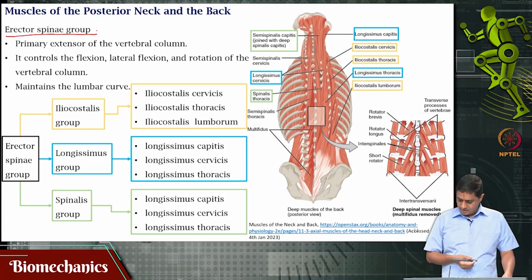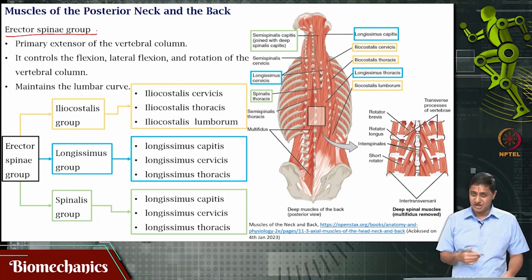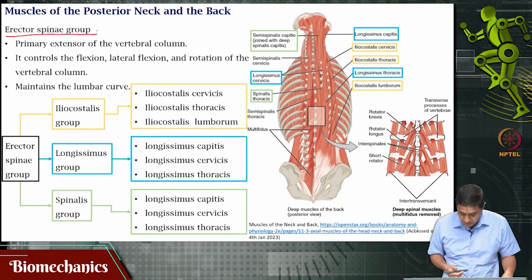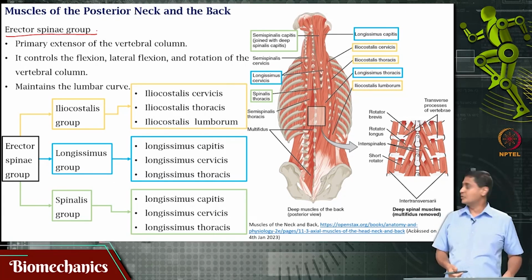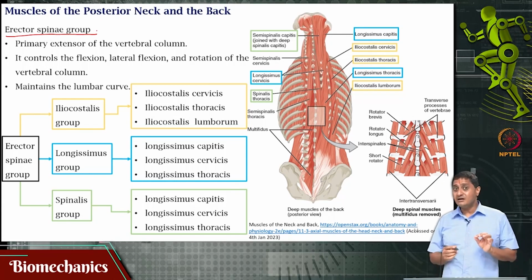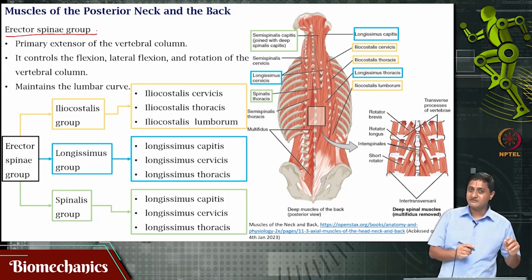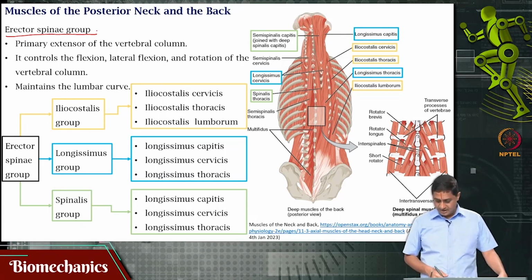Also, it is responsible for control of other movements such as flexion, lateral flexion and rotation. Flexion, lateral flexion and rotation are all possible to be controlled by co-activation of the corresponding erector spinae muscle, or that part of the erector spinae muscle, on the other side. Something to keep in mind.